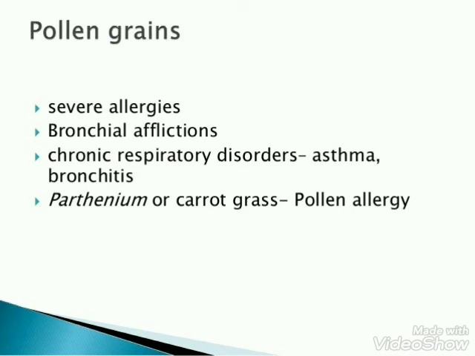Now, how are pollen grains harmful for living organisms? Pollen grains usually create several allergies and bronchial pain. They also create chronic respiratory disorders like asthma and bronchitis. Pollen grain of Parthenium, or carrot grass, is responsible for pollen allergy.